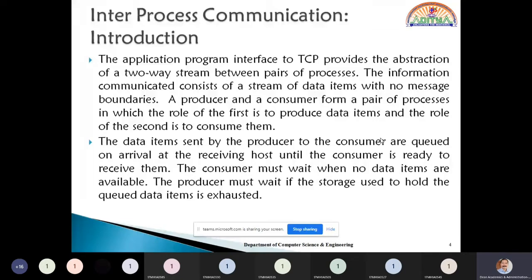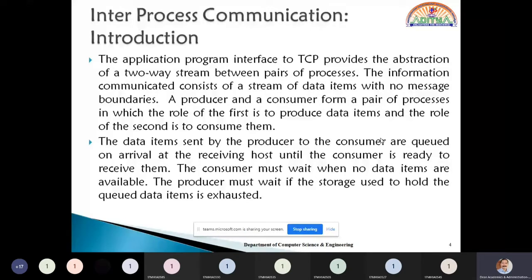Producer means who is communicating, and consumer is who is receiving. These two processes should be such that the speed at which the stream of data comes from the producer, with the same speed the consumer should consume that data. That means it should be able to receive the data. In the process of doing that, all the messages will be queued.